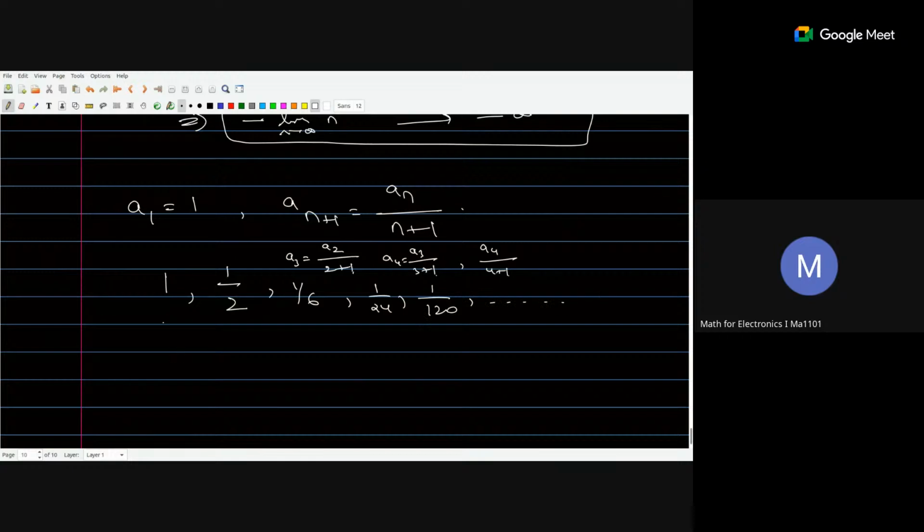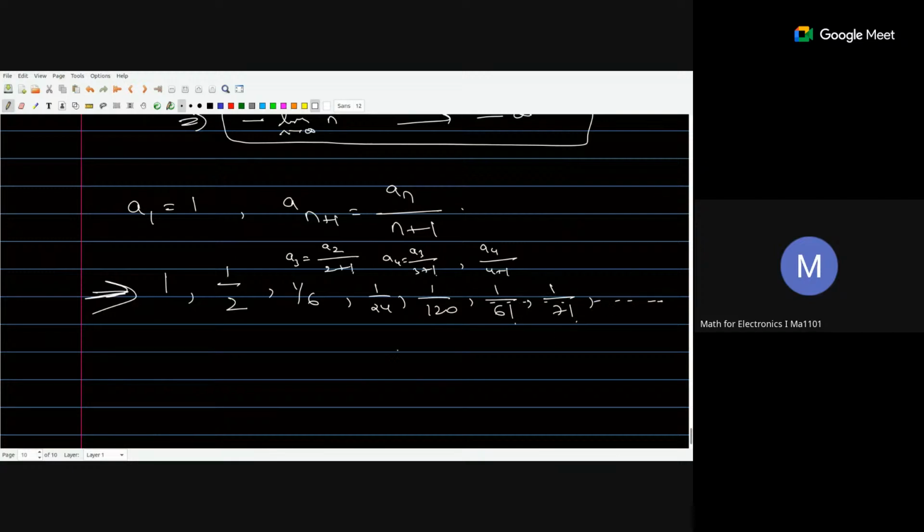If you just see the sequence, it started from 1, then it went to half, the third term is 1 by 6, then 1 by 24, 1 by 120, and the next term is 1 by 6 factorial. And the next term will be 1 by 7 factorial and so on.